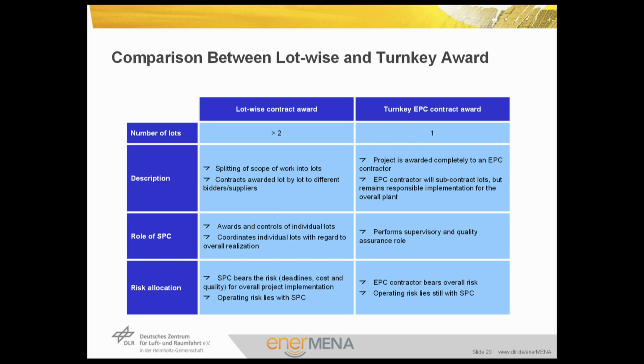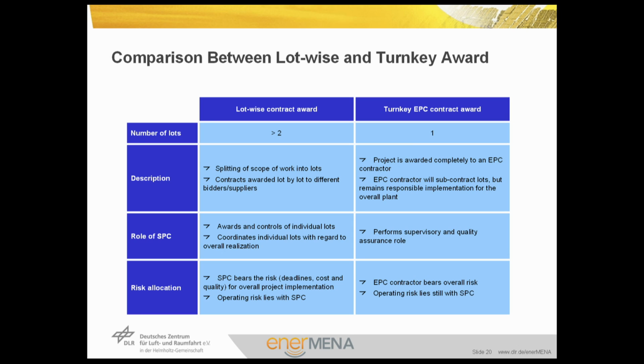You can imagine if the utility goes to a lot-wise approach, since all lots to some extent link to each other, it has to know exactly what the sequence of procurement and engineering is. Right engineering at the right time and right procurement at the right time, and so forth. So the utility in this case must be very, very experienced in all these developing steps. Whereas in the turnkey EPC contract or one lot principle, the risk of procurement and engineering is totally in the hand of the EPC contractor.